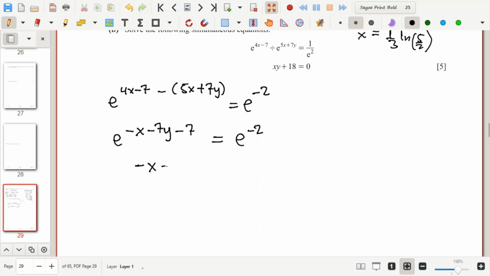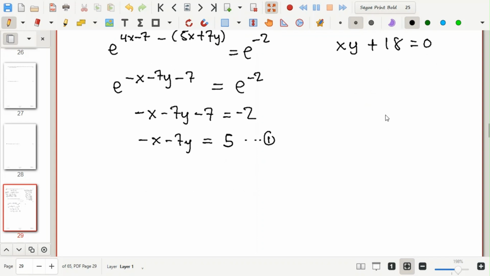Okay. Let me bring the number to the right hand side. So that will be 7 minus 2, which is what? 5. Equation 1. Okay. Then I have here xy plus 18 is equal to 0. Okay, I see what they are trying to do. Let me rather clean this.